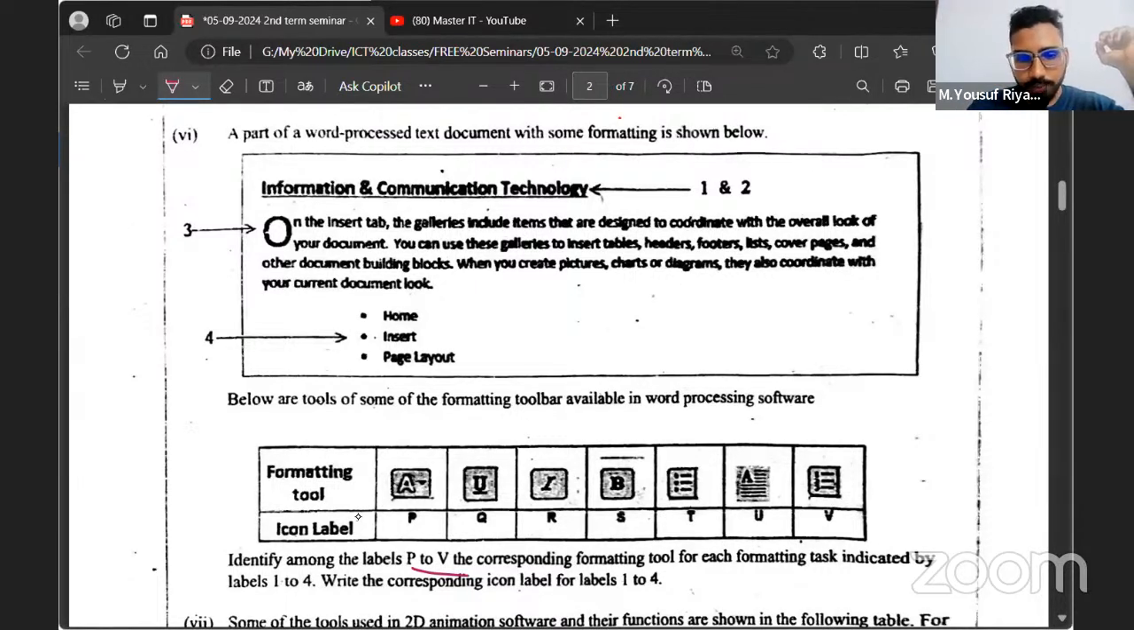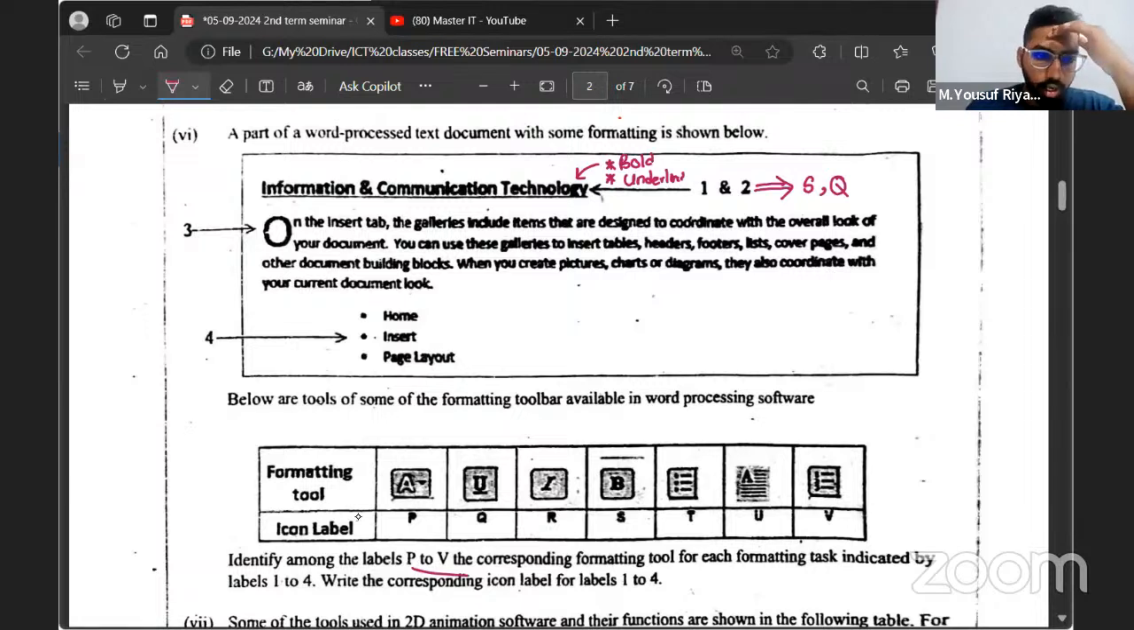Now, if you take 1 and 2, there are two changes you can see. Tell me the two formattings. The formatting means changes. What are the two changes you can notice? The text has been what and what? Yes, the text has been bold. Apart from that, the text has been underlined as well. So for bold, what is the tool we have to use out of P, Q, R, S, T, U, V? To make it bold, we use tool S. And to underline, we are going to use the tool Q. So this is going to be S and Q.